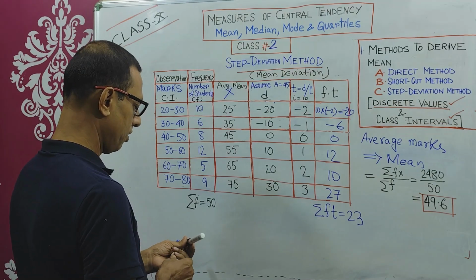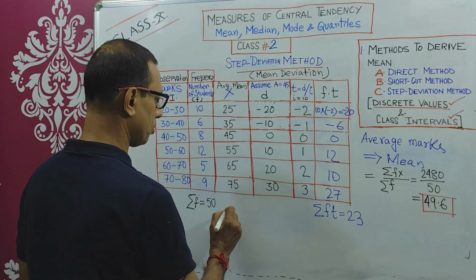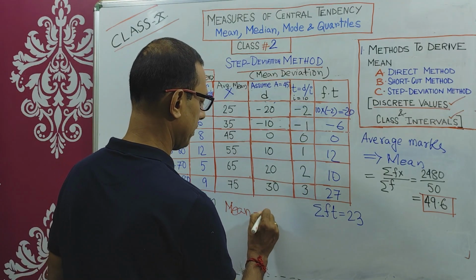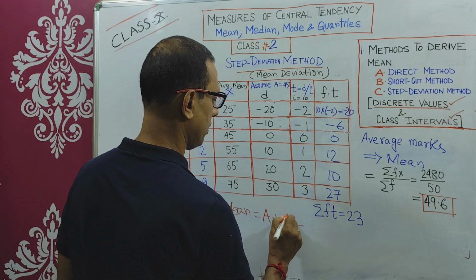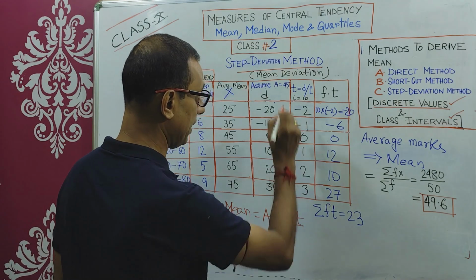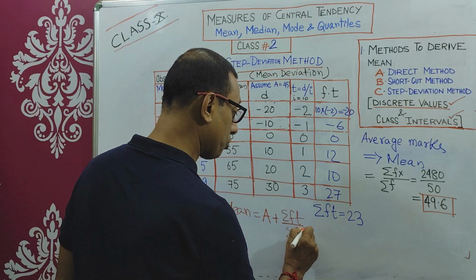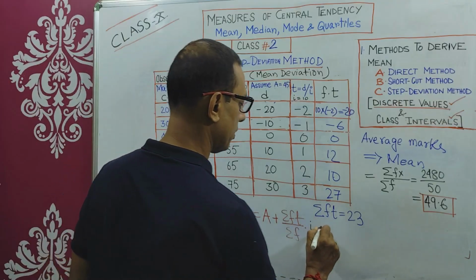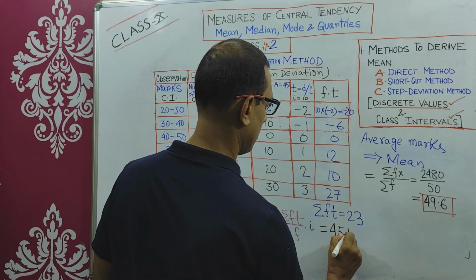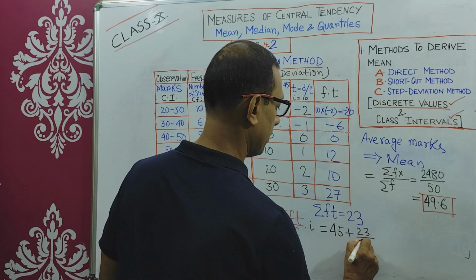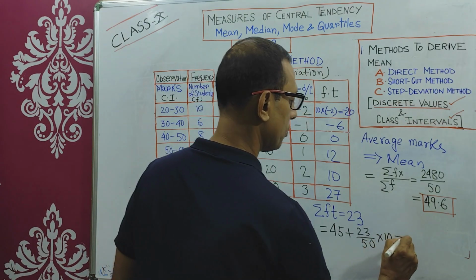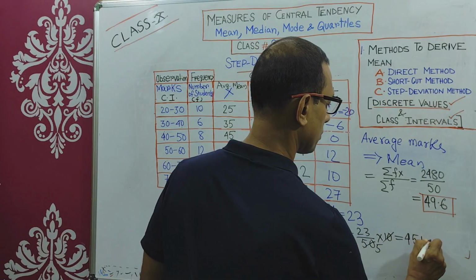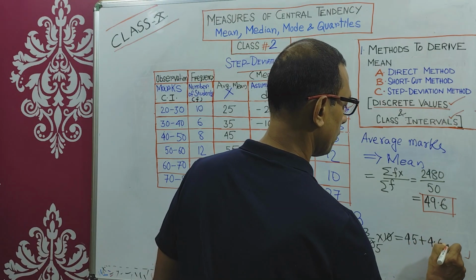Now, what is the formula to calculate mean or average using the step deviation method? The formula is mean equals the assumed mean, as in the shortcut method, A plus summation of ft, instead of fd for the shortcut method, by summation of f, into i, which is the number by which you have multiplied. So it is 45 plus 23 by 50 into 10, equals 45 plus 23 by 5, which is 4.6, equals 49.6.